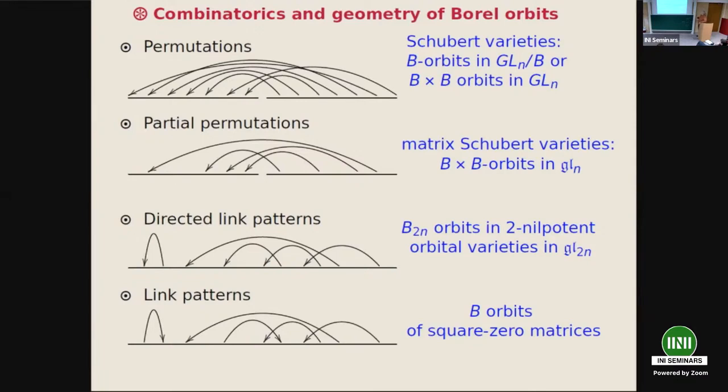The next object, these partial permutations, describe matrix Schubert varieties. So GL_N are the matrices that are invertible, as you know, and there are more matrices which are not invertible. So this is GL_N, or just endomorphisms of C^N, and you have actions from the left and from the right. For example, you have the zero matrix, which is an orbit by itself, but there are other orbits.